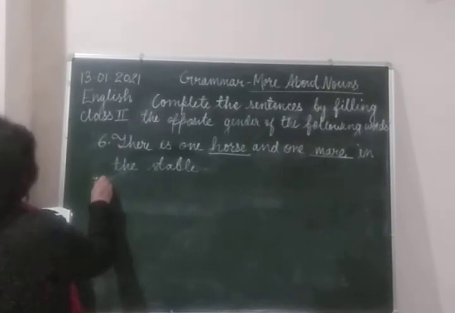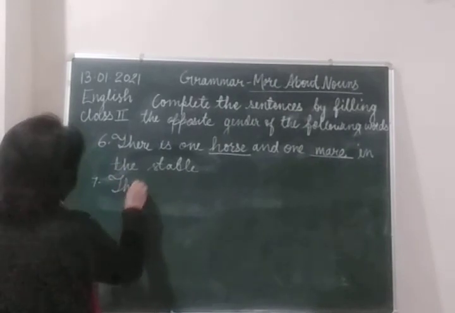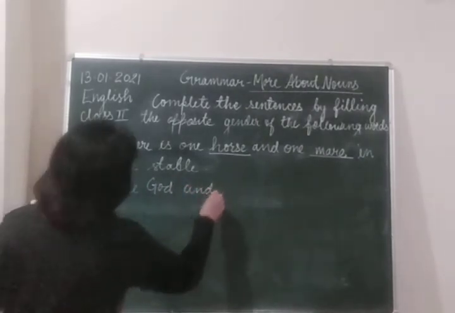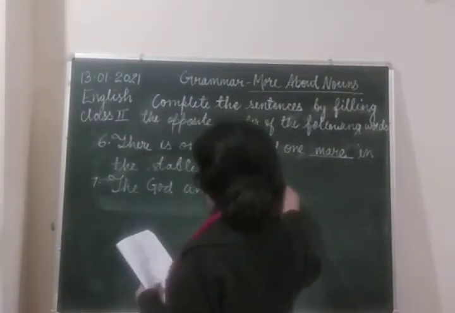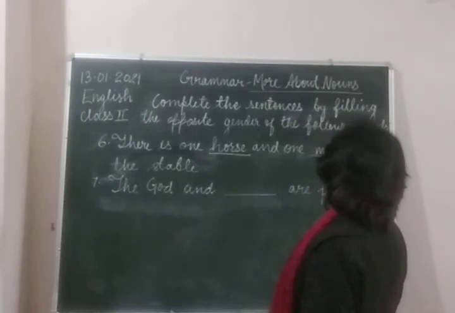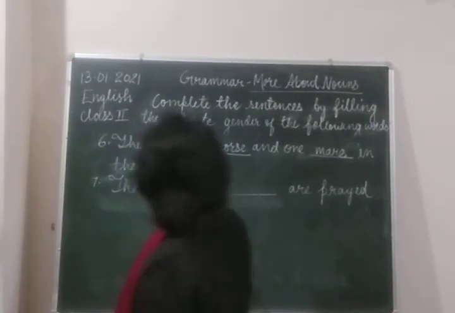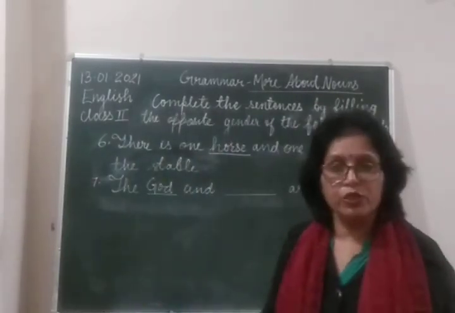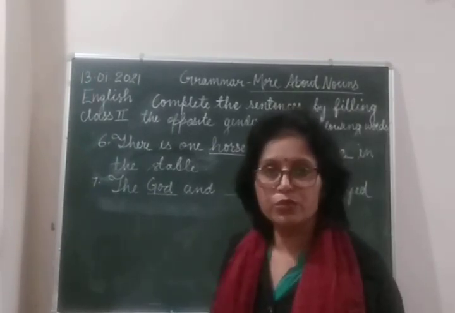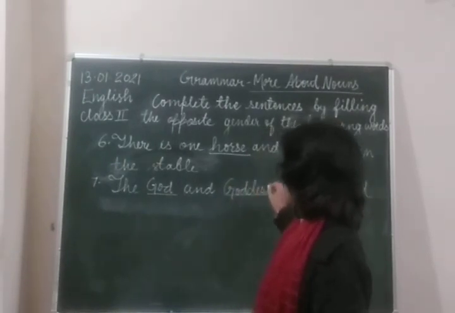Then number 7. The god and blank are prayed. The god and blank are prayed and the underlined word is god. So here you have to write the opposite of god. Now what is the opposite of god? Opposite of god is goddess. Double D, double S, goddess.